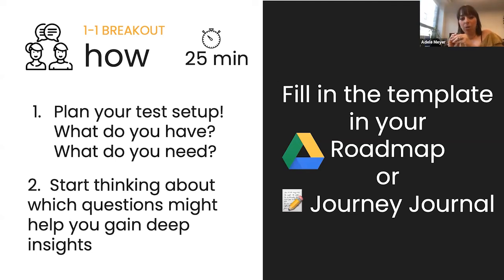If you need help getting some of the things for your test, for example, if you need to buy ingredients to make the food for your test, Turn can help you. We have a test budget. So start thinking seriously now about what you need to get so that then you can share that with your Turn coach and we can figure out how to help you get it. Okay. And then start thinking about which questions might help you to gain deep insights. Does anybody have any questions before we break out?